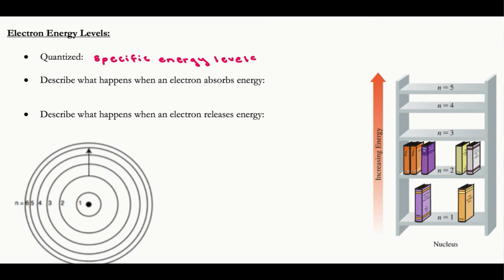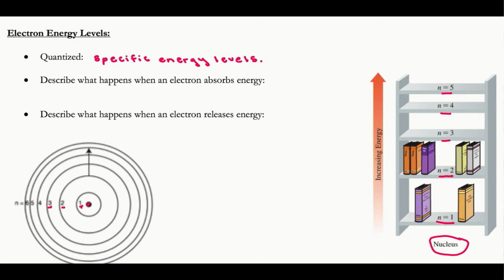The best way to think about this is a bookshelf. So notice here I've got my nucleus, and then I have specific energy levels. I could have a first energy level that's represented by n equals 1, second energy level n equals 2, n equals 3, n equals 4, n equals 5. And you see that in this Bohr model here, right?